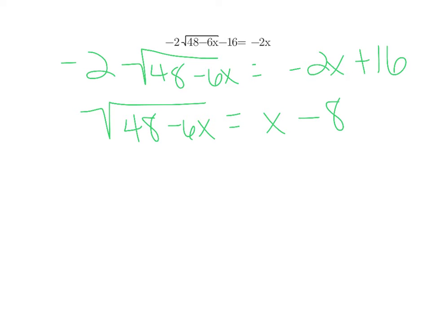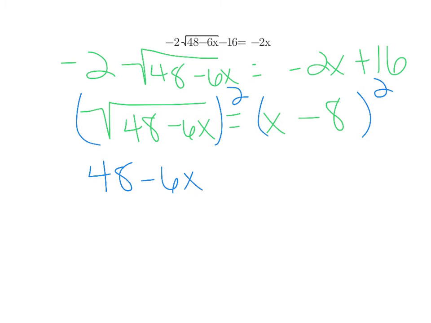The second part of step 1 is to square both sides of the equation to eliminate the radical. So my left-hand side of my equation becomes 48 minus 6x. And using the double distributive property to multiply the quantity of x minus 8 by itself, I get x squared minus 16x plus 64.